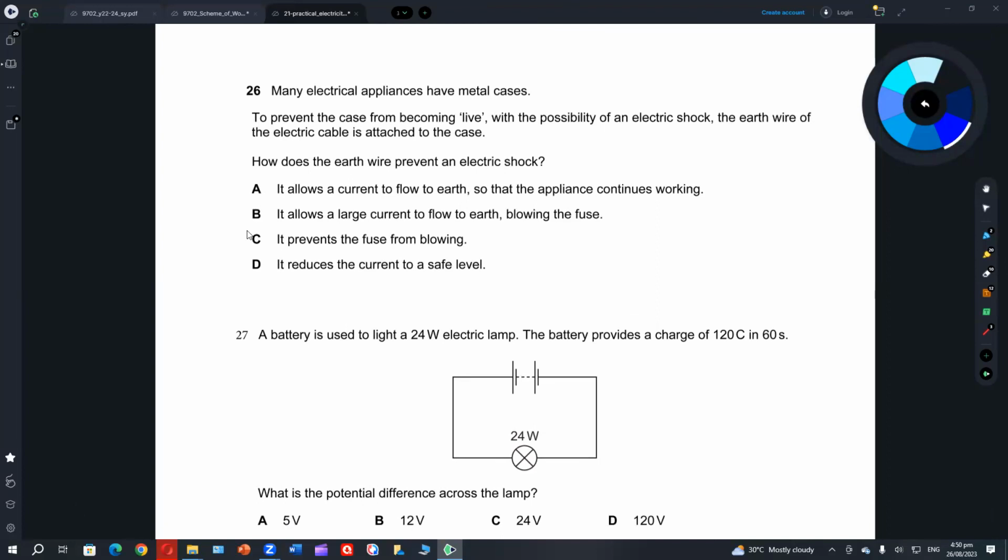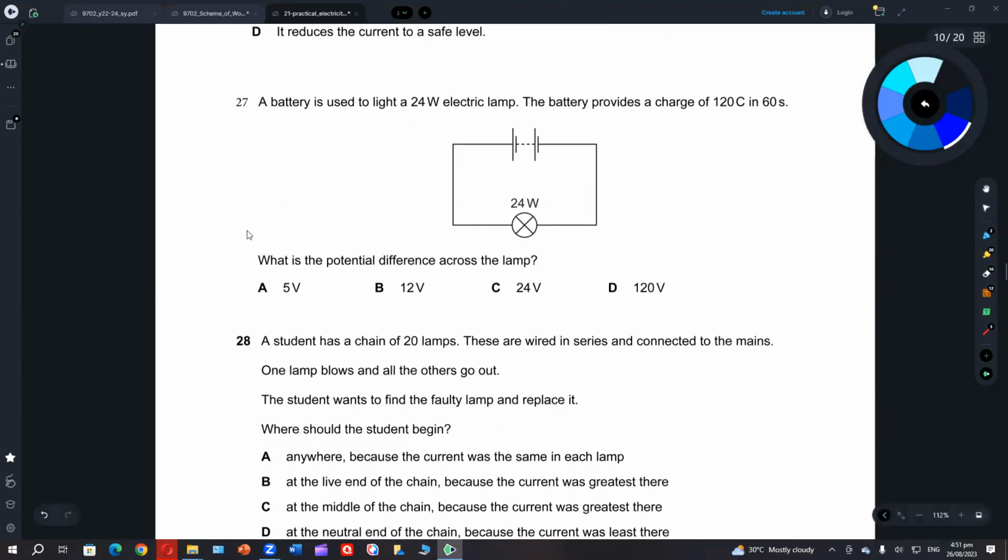Many electrical appliances have metal cases. To prevent the case from becoming live, with the possibility of an electric shock, the earth wire of the electric cable is attached to the case. How does the earth wire prevent an electric shock? You haven't done this topic with me yet, so I'll leave it.